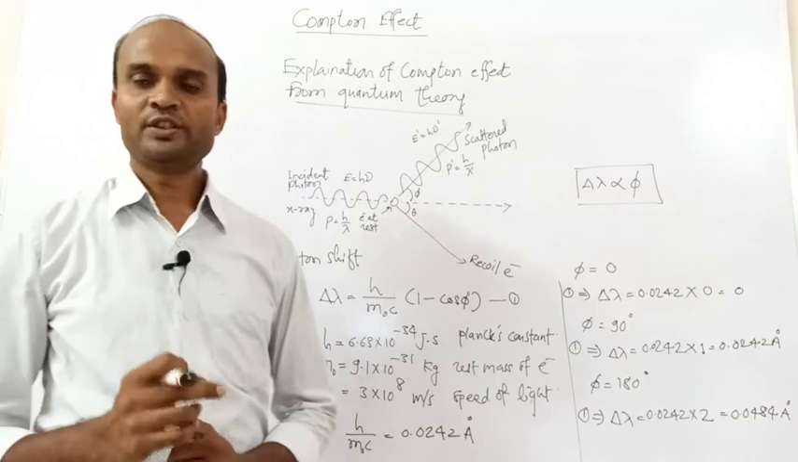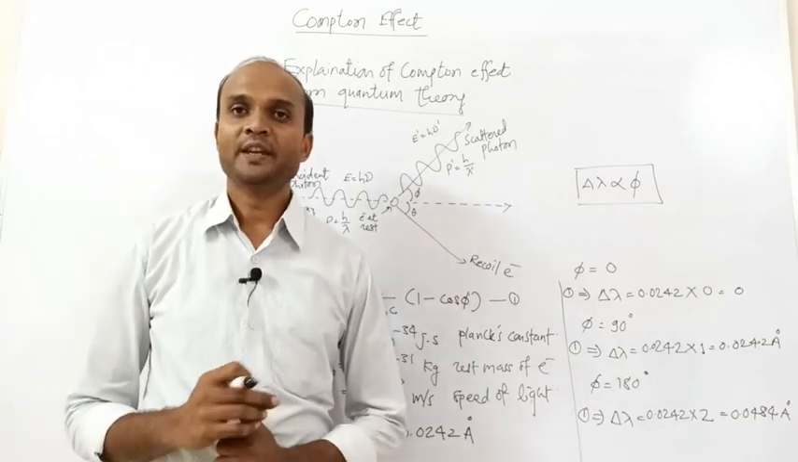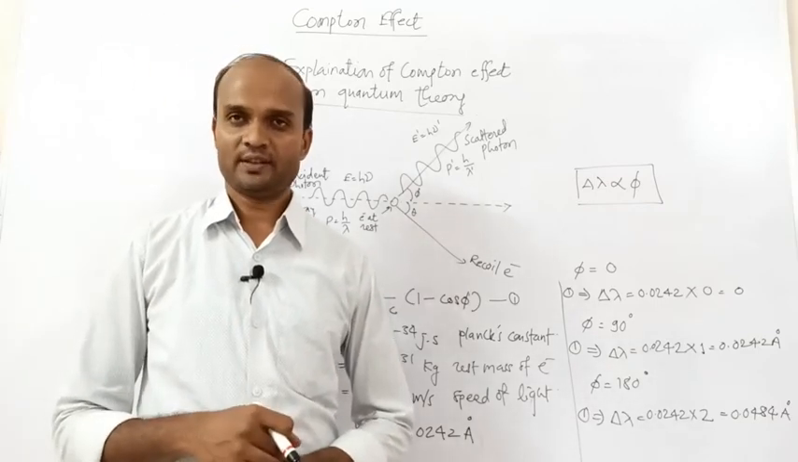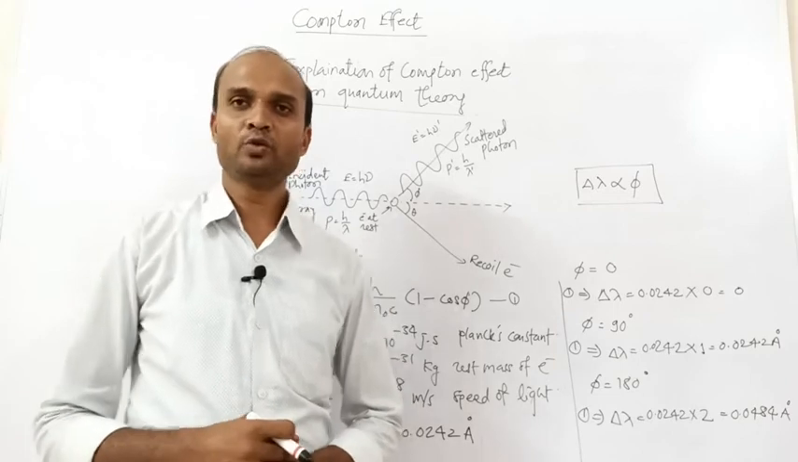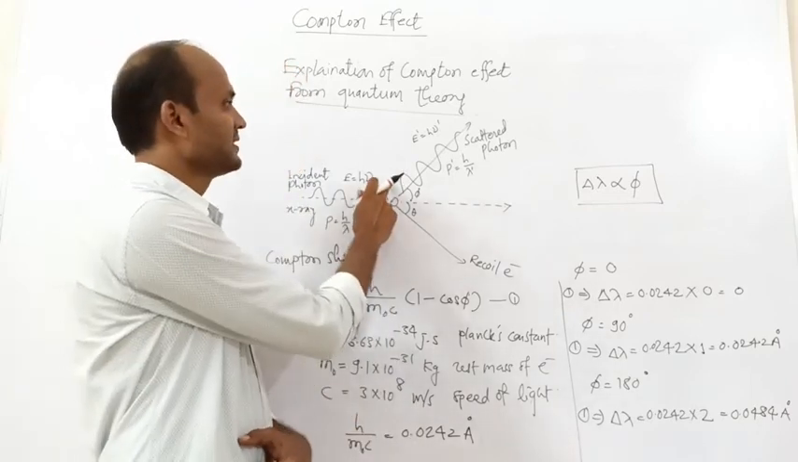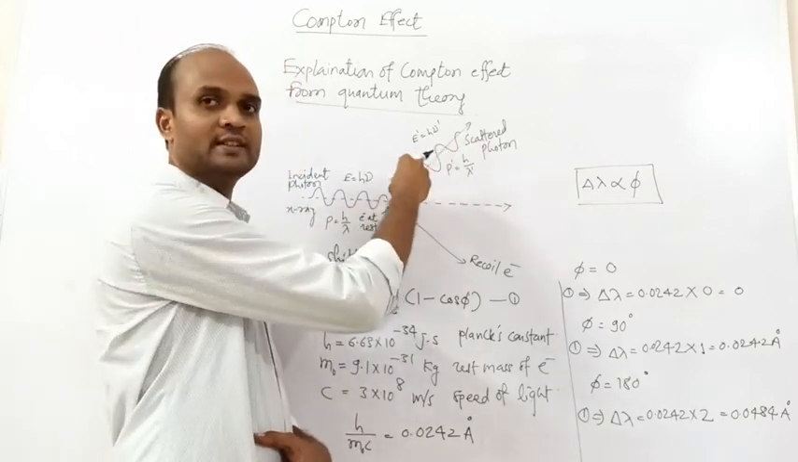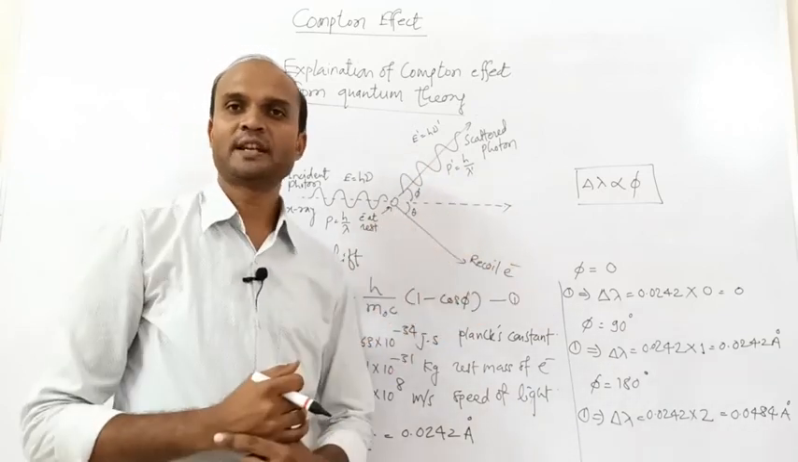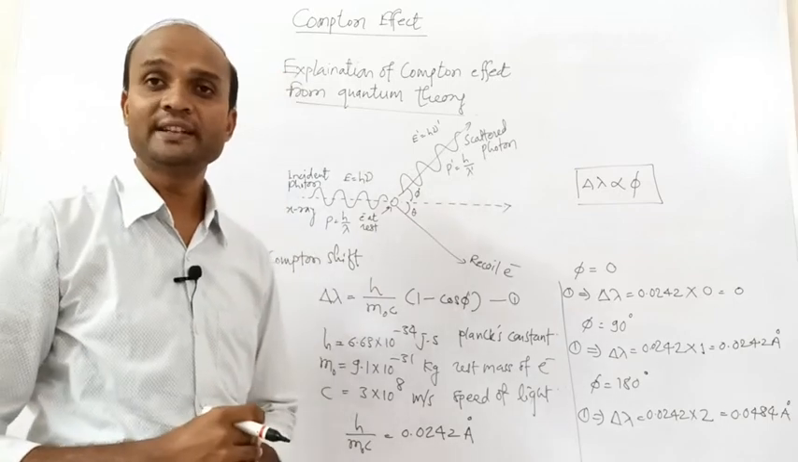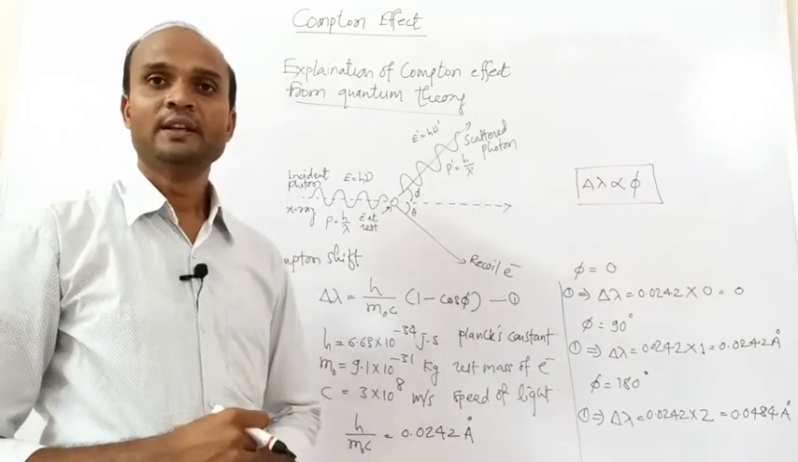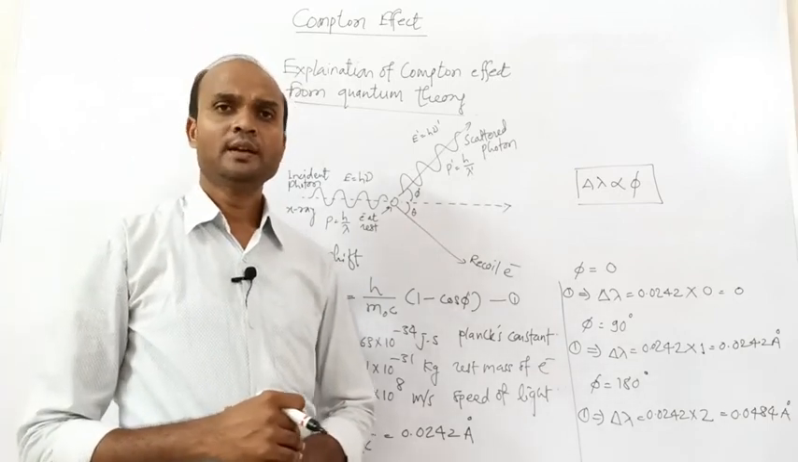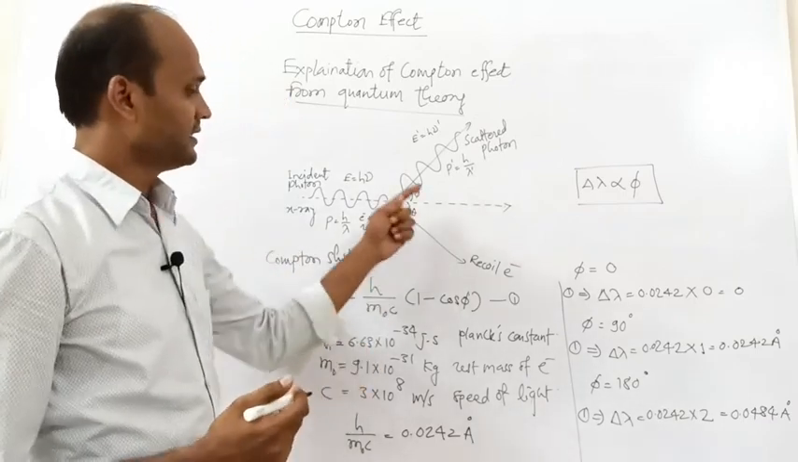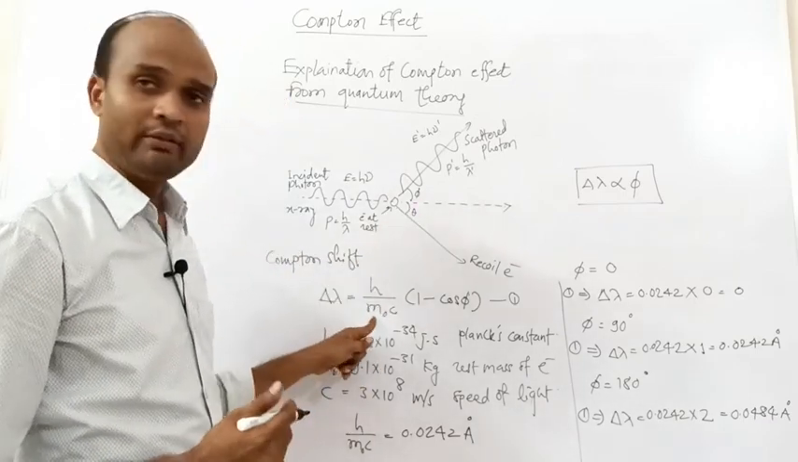There might be one question: why does the original wavelength exist? The modified wavelength is known to us because of the scattered photon, that is, during the elastic collision energy is transferred to the electron, and that's why the energy of the scattered photon decreases. But why is there the original wavelength? For that, let us see what happens.